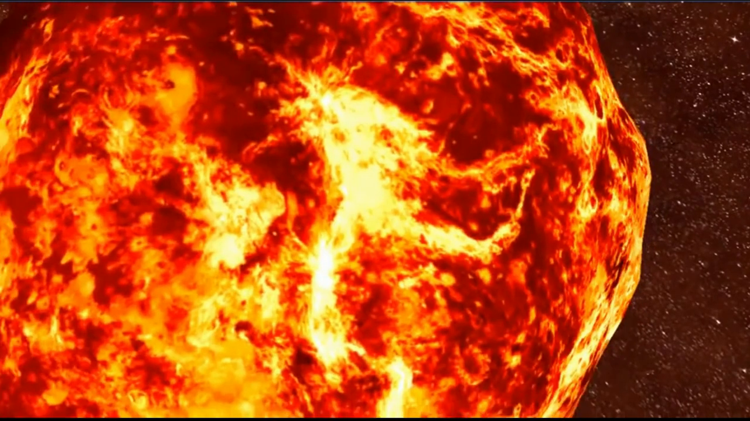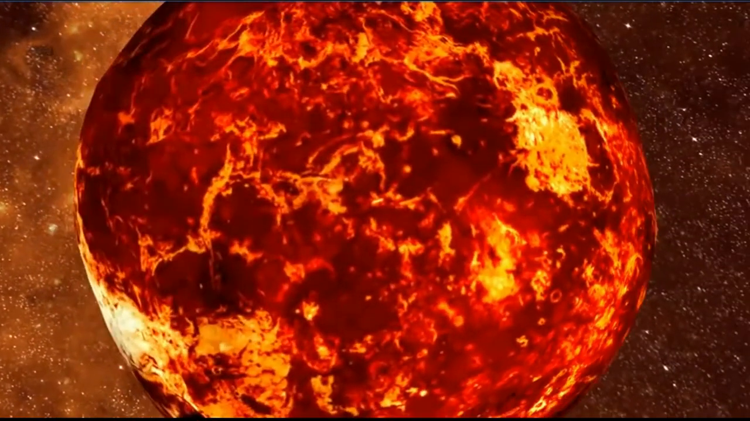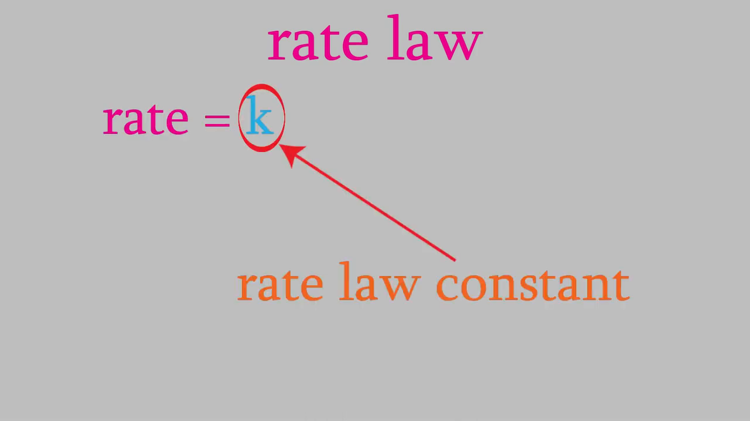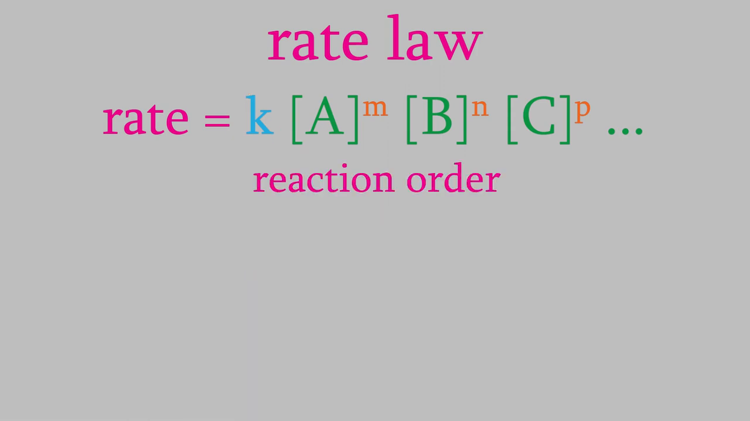It turns out that in order to understand the age of the Earth, we need to understand some of the same ideas we talked about in the last video. In that video, we talked about rate laws, and we saw that a rate law is an equation that tells us how the rate of a chemical reaction is connected to the concentrations of the reactants. We saw that every chemical reaction has its own rate law, and they all have the same format. Rate equals k, the rate law constant, times the concentration of each reactant, each raised to a power, which is usually an integer. We also said that the exponents tell us the reaction order for the reaction.